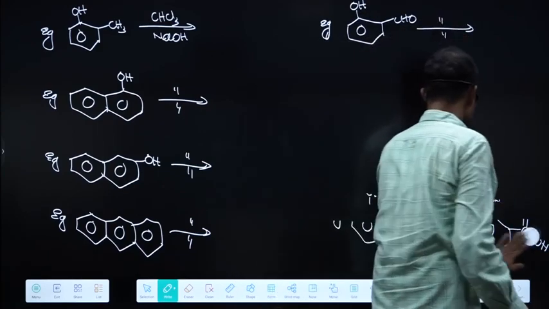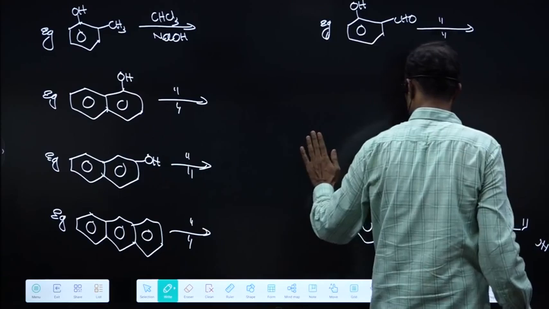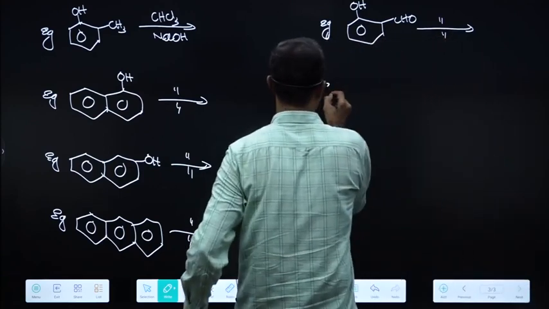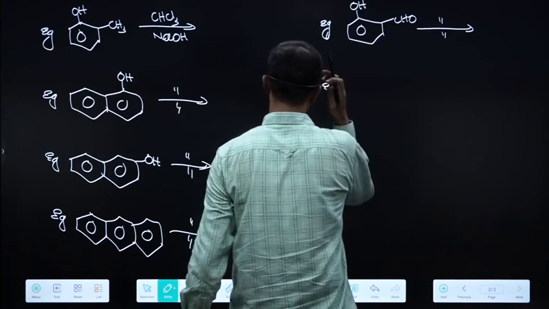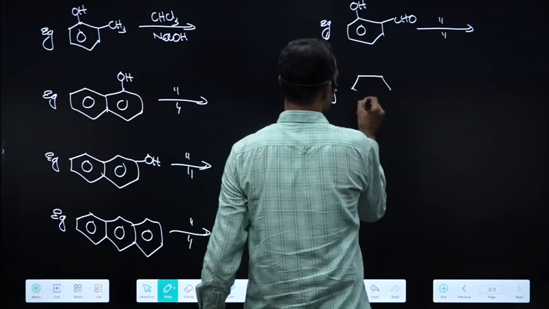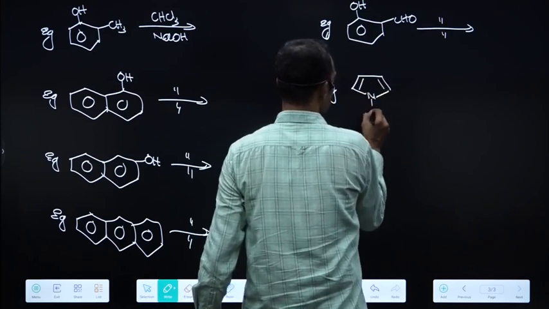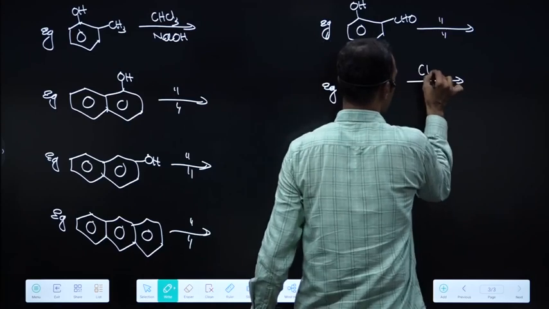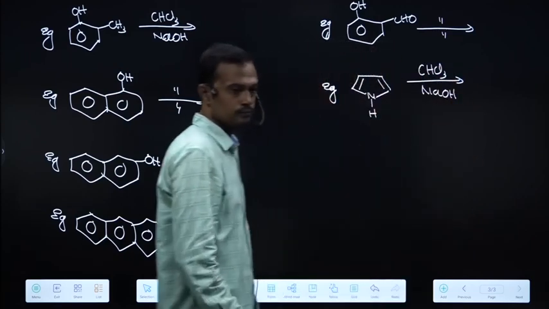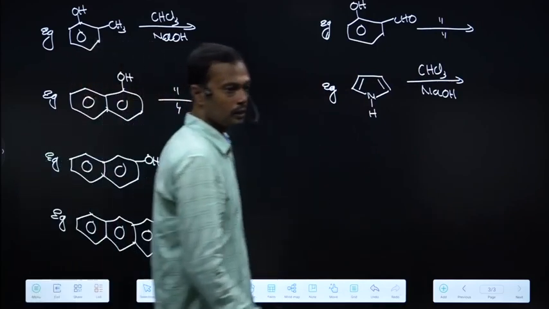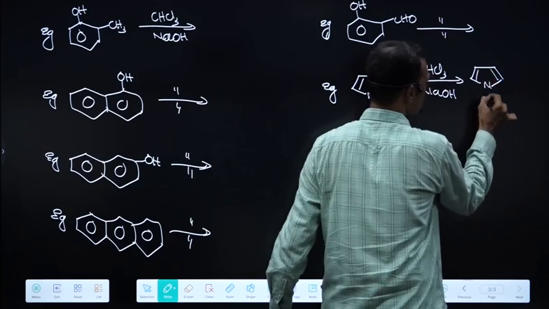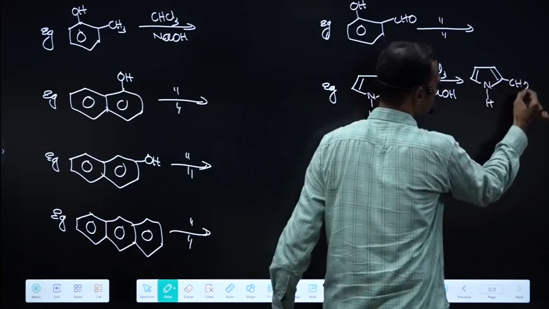Chloroform in sodium hydroxide, what is the answer? What is the name of this heterocyclic ring? Pyrrole. Okay. So pyrrole is most important in EAS, one of the stronger molecules to participate in this reaction. You will get this one.